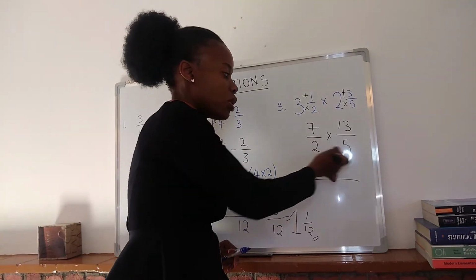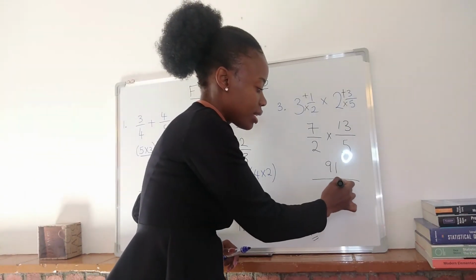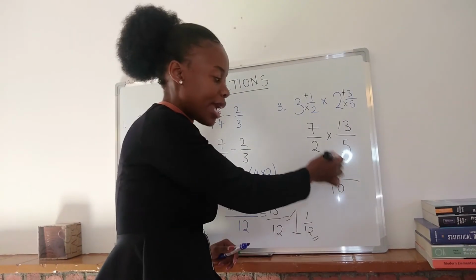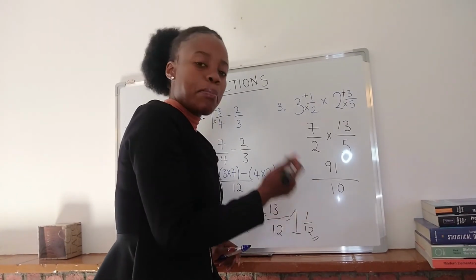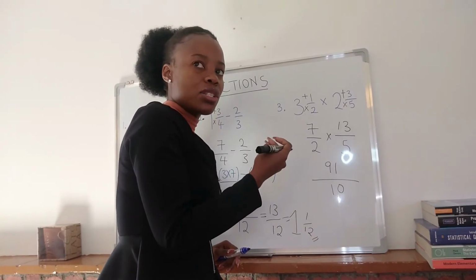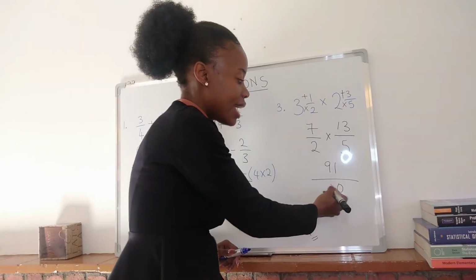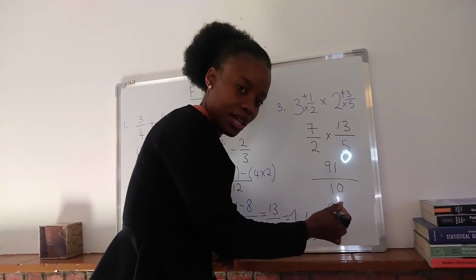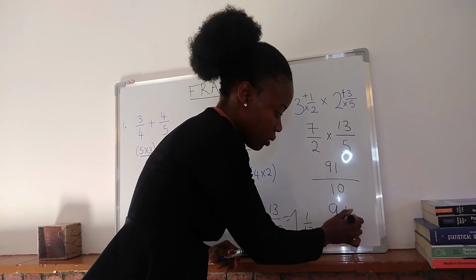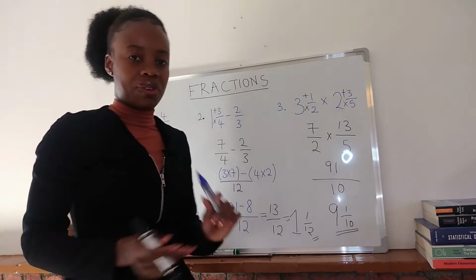After that, we say 2 times 5. 2 times 5 is just 10. After this step, you change this into a mixed fraction. We're going to say 10 into 91 is 9, remainder 1. So we have 9 and 1 over 10. This is our final answer.